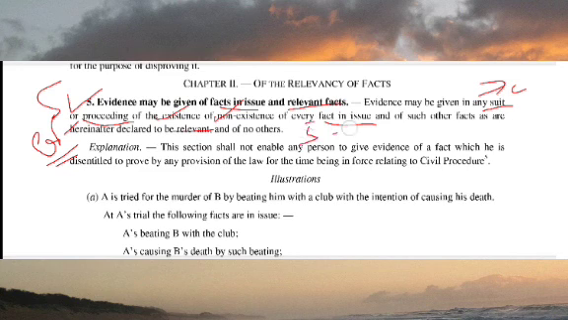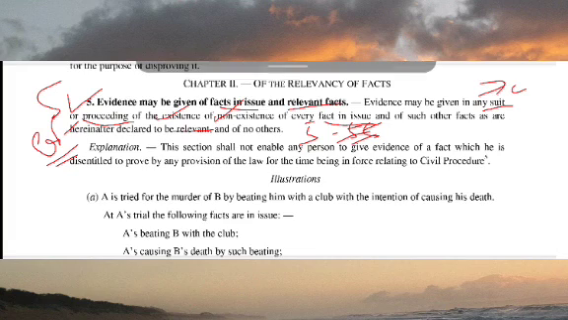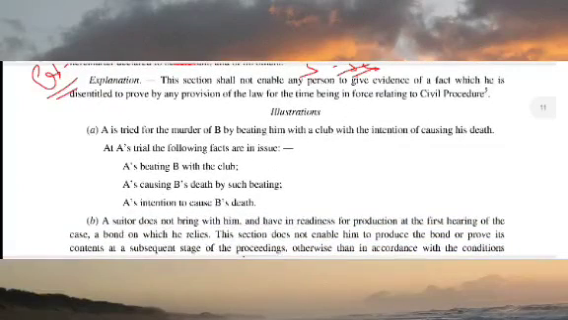Section 5 to 55 declares facts which are relevant. So, there is an explanation. This section shall not enable any person to give evidence of a fact which he is disentitled. Disentitled means not entitled to prove by the provisions of law for the time being in force relating to civil procedure. This means CPC 1908.